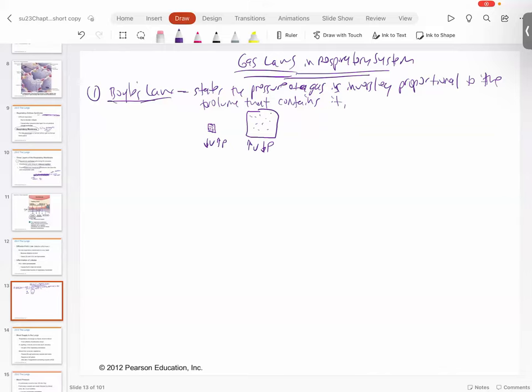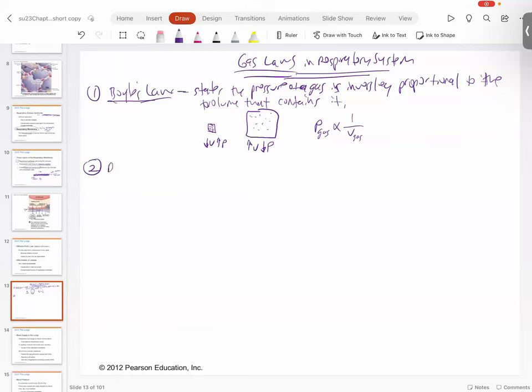So Boyle's law states that volume and pressure are inversely proportional to each other. If you want to write it mathematically, then you could say that the pressure of a gas is inversely proportional to its volume. As one goes up, the other goes down. Okay, let's take a look at another one.